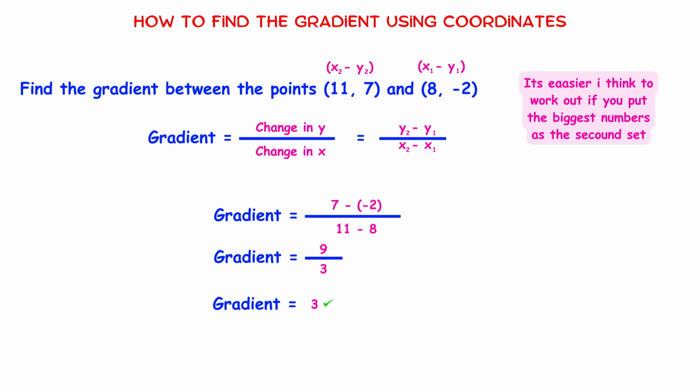Then all we have to do is plug these numbers into our formula. So on the top we'll have 7 minus -2, and for the bottom we'll have 11 minus 8, which simplifies to 9/3, which is just 3. So the gradient between our 2 points is 3.